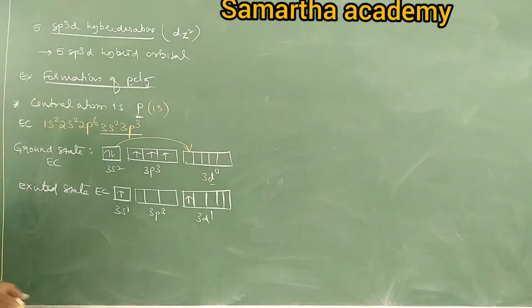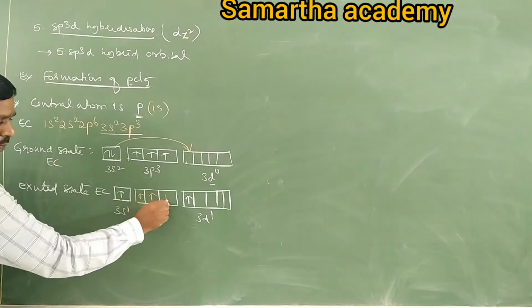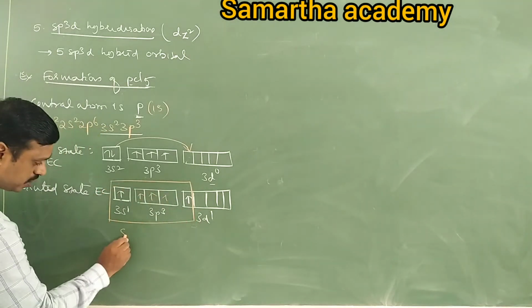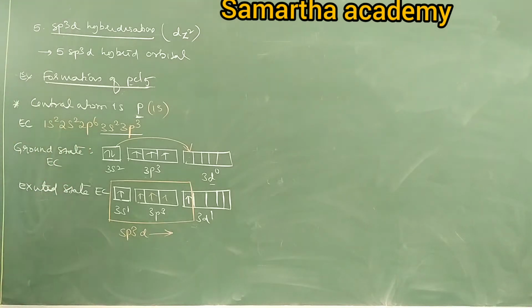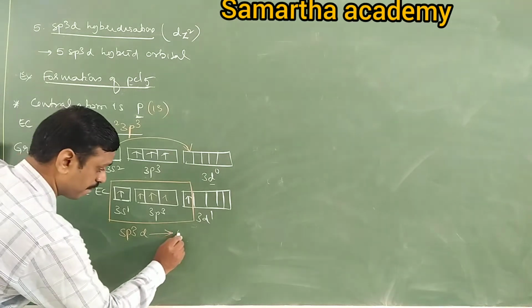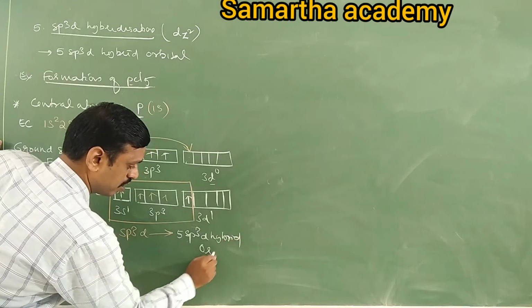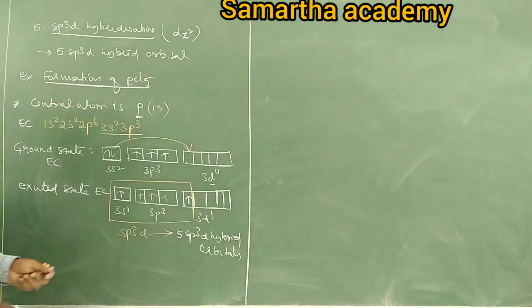Now in this state, phosphorus undergoes which hybridization? One 3s orbital, how many p? 3p and 1d. So therefore it undergoes sp3d hybridization. Since phosphorus undergoes sp3d hybridization, it forms how many sp3d? 5 sp3d hybrid orbitals. Right, now phosphorus forms 5 sp3d hybrid orbitals.